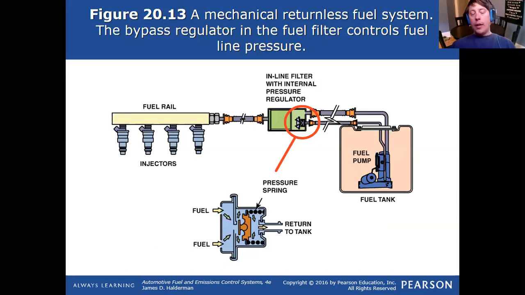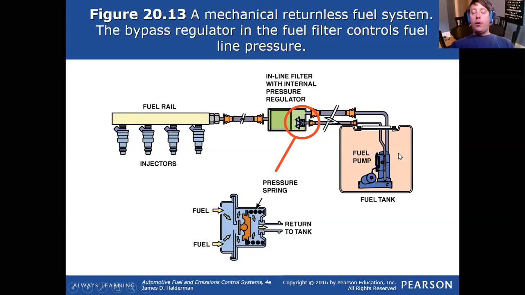So this returnless system, if you want to see an actual picture, I remember this part number because my Honda actually has this exact style filter. Napa part number 3737. I'm weird, I know. I just memorized that because I bought so many of those filters. But this mechanical returnless system, the filter itself has a regulator built into it.